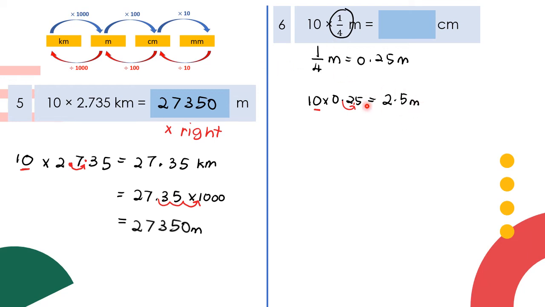Now we can convert 2.5 m into cm. Okay, how to convert m to cm? We need to times 100. So we move the decimal point 2 steps to the right because we have 2 zeros. Okay, so you got the answer 250 cm. Okay, senang je kan? Boleh buat.